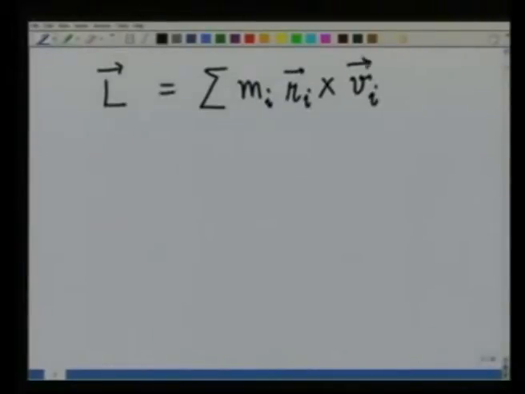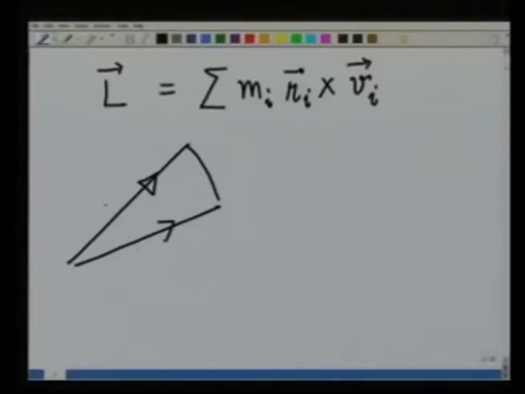However, when we started, we wrote L as a vector quantity which is equal to, for a given distribution of masses m_i, R_i cross V_i. So, in principle, if there is a vector L, I should also be able to cause a change in it, not just by changing its magnitude, but by changing its direction.